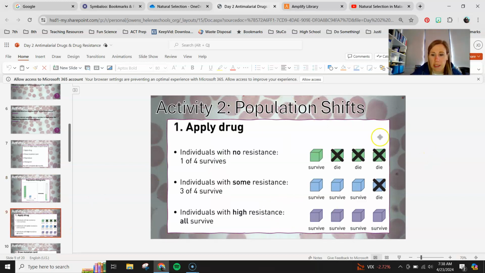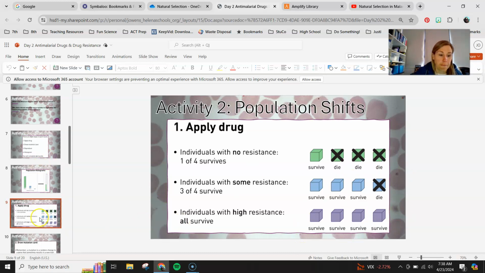Anytime we apply a drug, this is the pattern that you guys will use to kill off your individuals. Because the green cubes have no resistance, more of them are going to die. Notice that not 100% of them die. So we're going to do this pattern: survive, die, die, die. So as we count through our blue cubes, we're going to go survive and keep that one, and then the other 3, die, die, die. They're going to die. With the individuals with some resistance, 3 are going to survive and 1's going to die. So we're going to do the pattern: survive, survive, survive, die. And then finally, high resistance, notice that all of them survive.